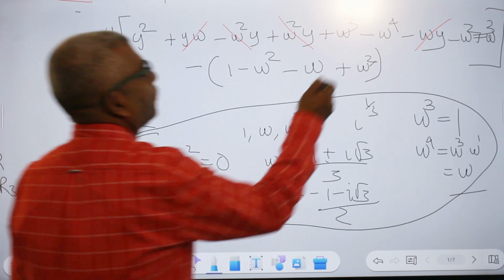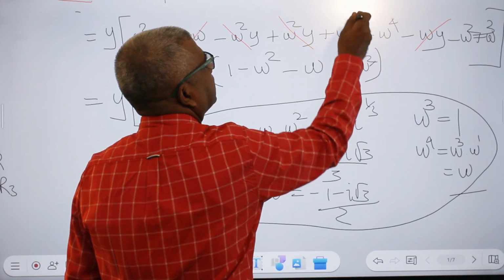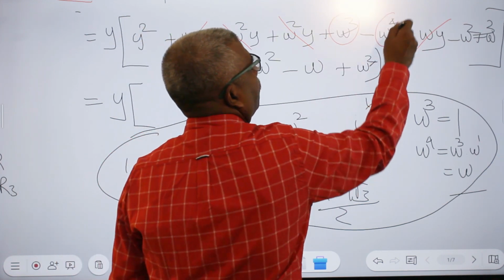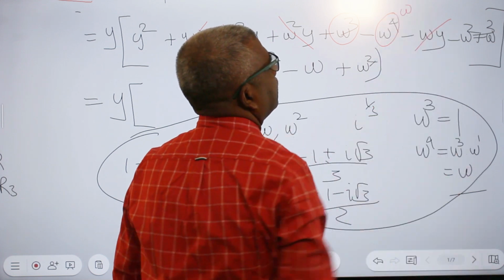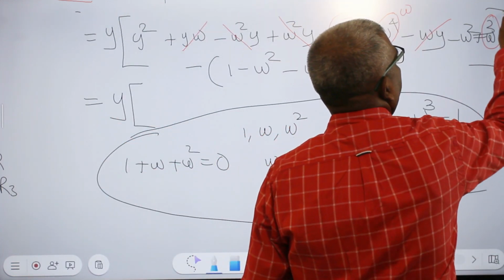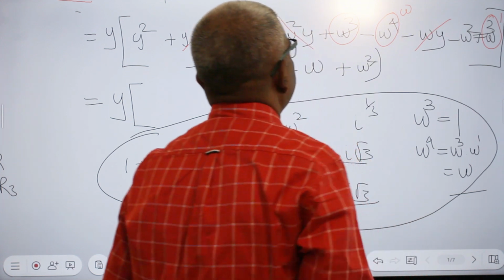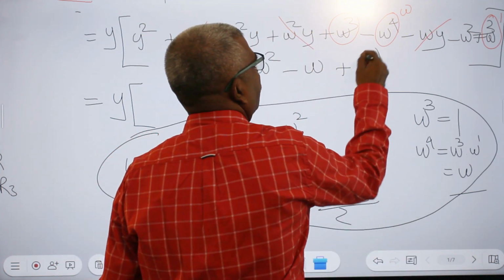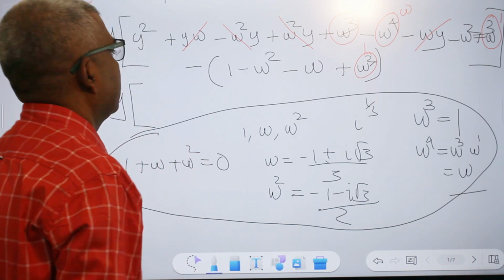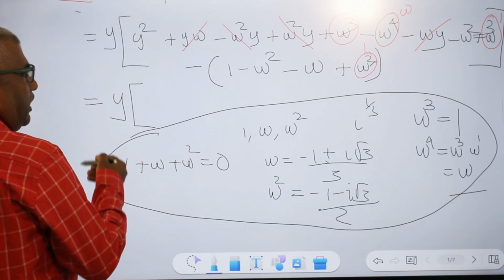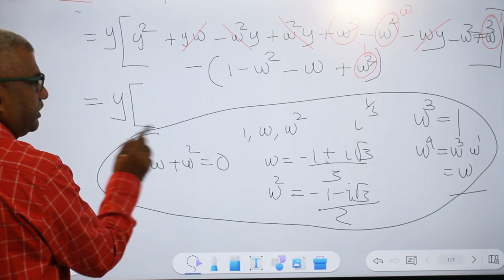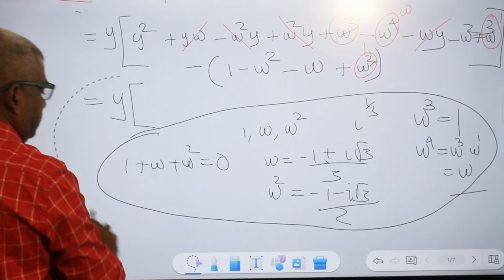So now omega cube is what? Instead of omega cube, I am going to write 1. Omega power 4 is omega. Okay. And omega cube here, I am going to write 1. Here this is omega cube. Omega cube is 1. Okay, that's all. Now I am going to rearrange this one. One minute. Copy down until now.